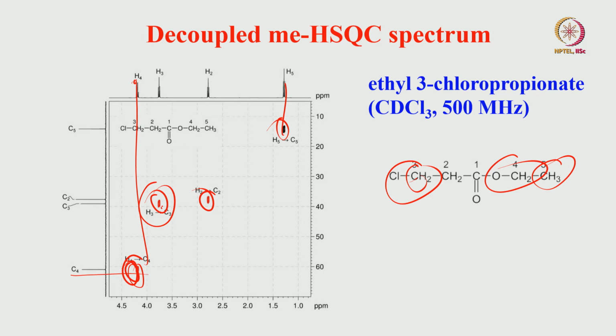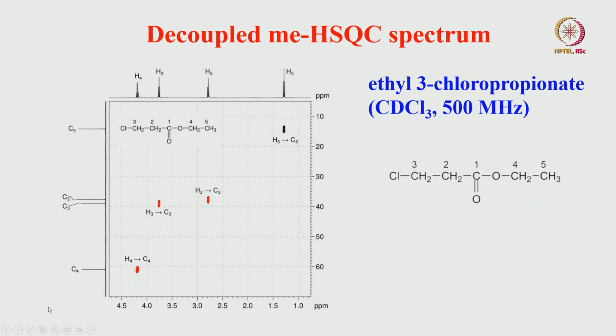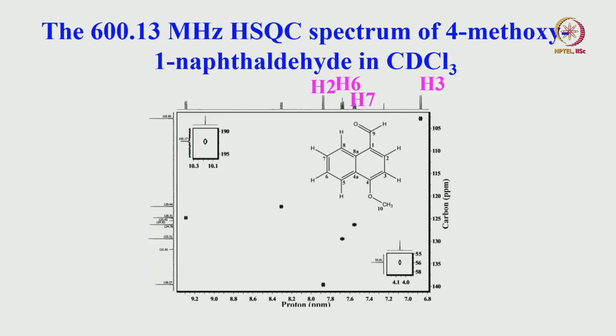So the assignment of HSQC spectra is fairly simple. All you have to do is, if you get the decoupled experiment, preferably do a multiplicity edited experiment, where you can identify all the carbons, and their attached proton chemical shift and carbon chemical shift you will get. Also you will identify CH2 carbons like this, very easily.